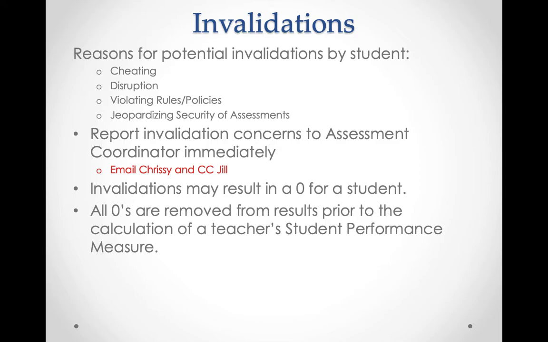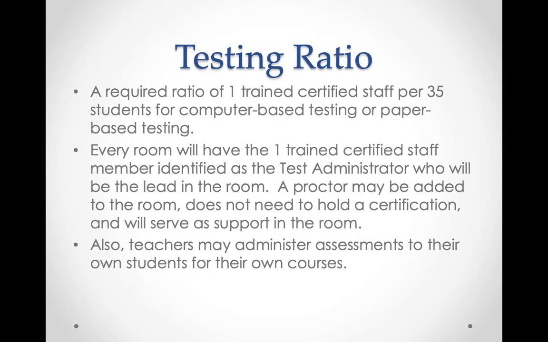You can invalidate a student for cheating, disruption, violating the rules, or jeopardizing the security of the assessment. Just send me an email and CC Jill, and I will tell you what to do to give that student a 0. The test ratio is 35-1, so not really hard for us to do most of the time.